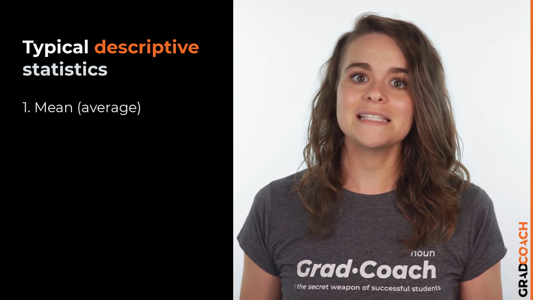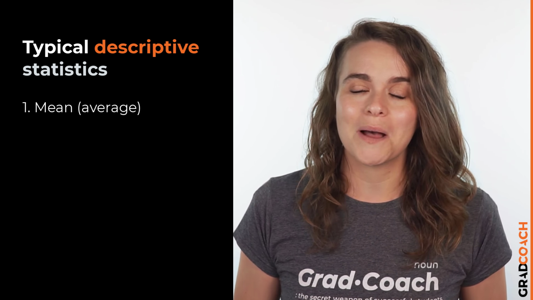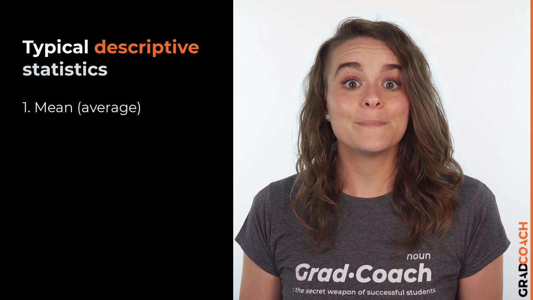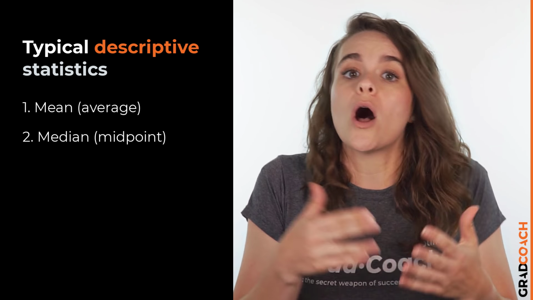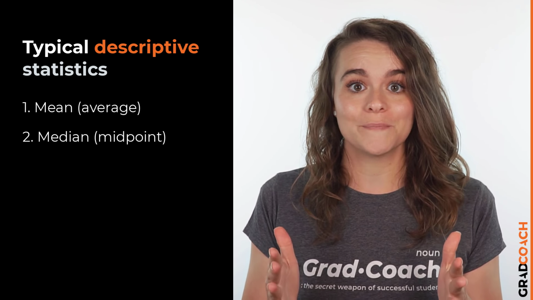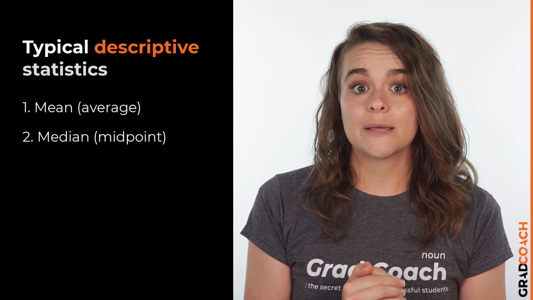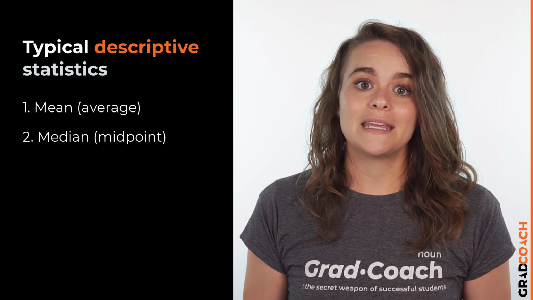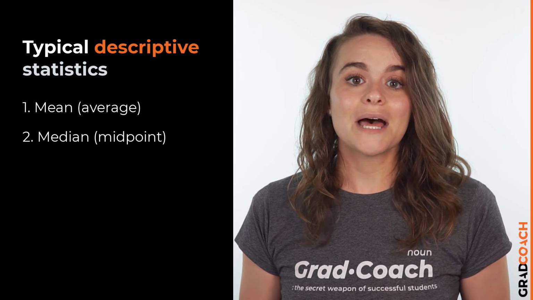The mean. This is simply the mathematical average of a range of numbers. Nothing too complicated here. Next is the median. This is the midpoint in a range of numbers when the numbers are all arranged in order. If the data set makes up an odd number, then the median is the number right in the middle of the set. If the data set makes up an even number, then the median is the midpoint between the two middle numbers. Next up is the mode. This is simply the most commonly repeated number in the data set.